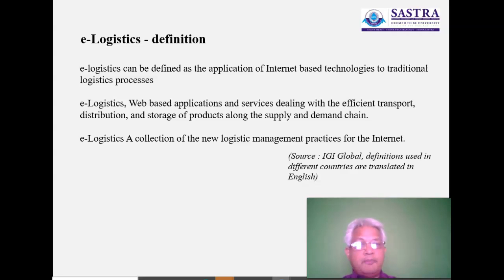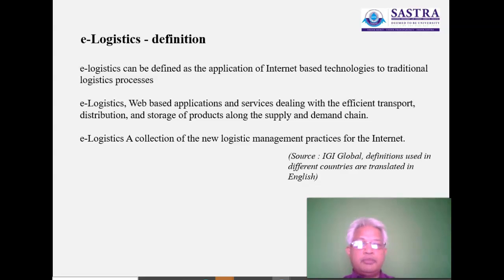So, once again, it's efficient transport, efficient distribution, efficient warehousing. Both are made efficient through web-based applications and services from end to end. That's why we wind up the definition using supply and demand chain.